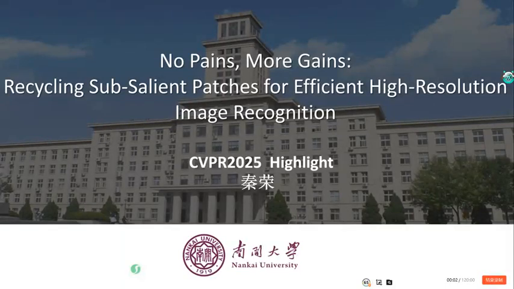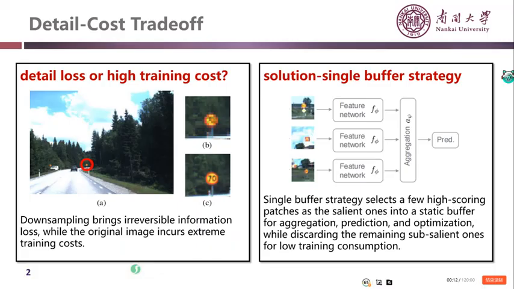I'm going to introduce our work, "No Pens, More Gains: Recycling Sub-Salient Patches for Efficient Image Recognition." In high-resolution image recognition, downsampling brings an irreversible information loss, while the original image incurs extreme training costs, and it could be summarized as the detail-cost trade-off.